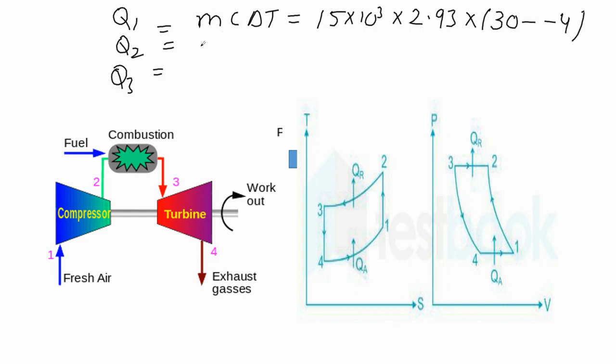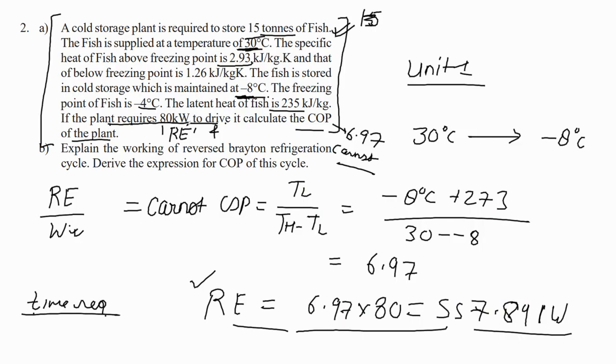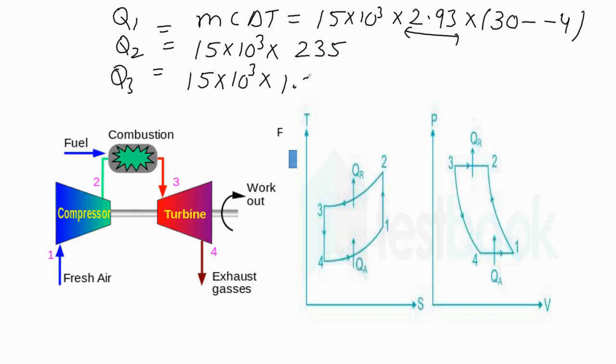After that, latent heat change happens: 15 into latent heat of fusion, 235. Then the fish is cooled below freezing point, so it is 15 into 10 cube into the specific heat of fish below freezing point, which is given here, 1.26, into minus 4 minus minus 8. We solve all these three things to get how much cooling we require.